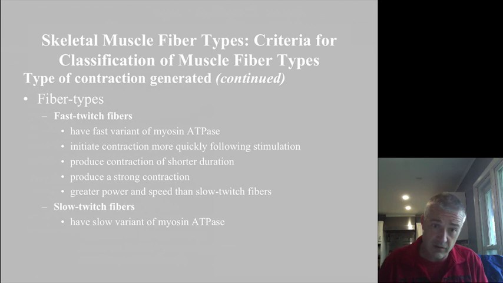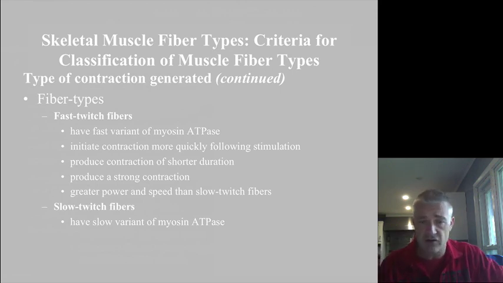The reason they are able to do this is they have an enzyme that resets those myosin heads a lot faster. So they have a faster myosin ATPase. Because they can reset faster, these muscles can contract fully quicker, producing a contraction in a shorter period of time. And generally, because they're bigger fibers, they can produce a stronger contraction. Like it says, they're greater power, greater speed than the slow twitch fibers. But if you have a faster ATPase, you're going to burn through ATP faster. So these fatigue easier.